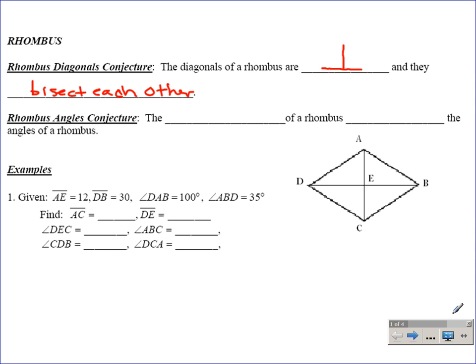Also, the rhombus, the angles conjecture, this is kind of a strange one, but the diagonals, and we kind of have to add a word in here, the diagonals of a rhombus, they bisect, and we have to kind of add this over here, to the opposite angles of a rhombus. Opposite angles of a rhombus.